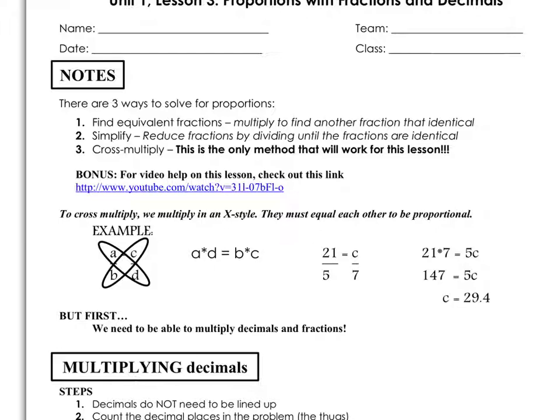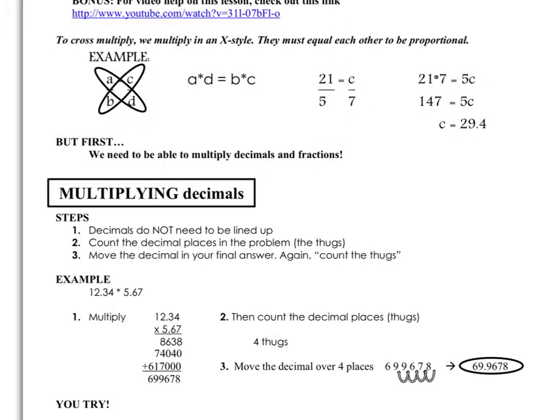What I want us to do next is go down to see this example of cross multiplying. We saw this yesterday, that you make an x. The other thing that you could do, well, we'll get to it later. But first today, I need to make sure that before we cross multiply, solving for proportions with decimals and fractions, you know how to actually just multiply, divide decimals and fractions normal. Okay? So here we have some steps.